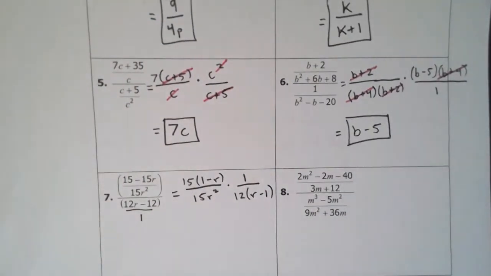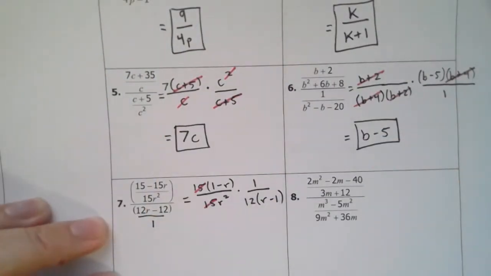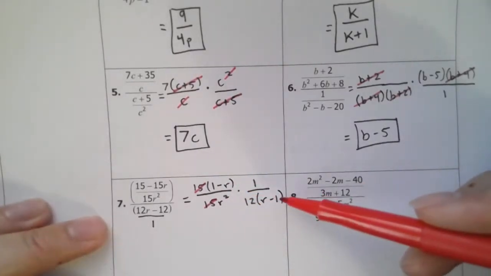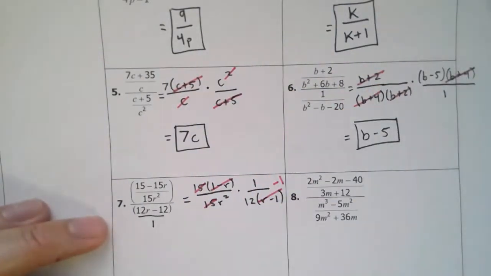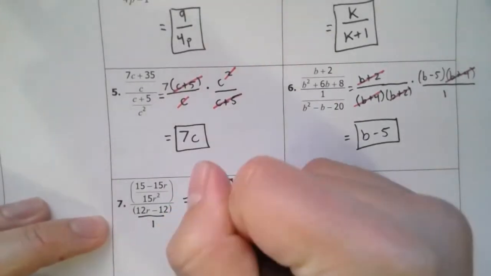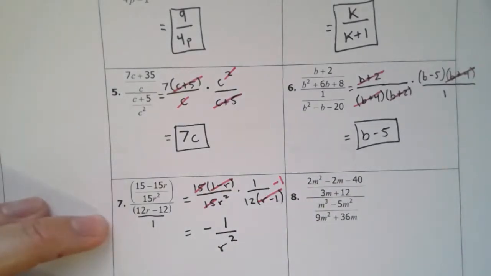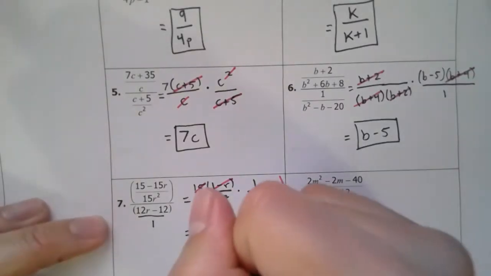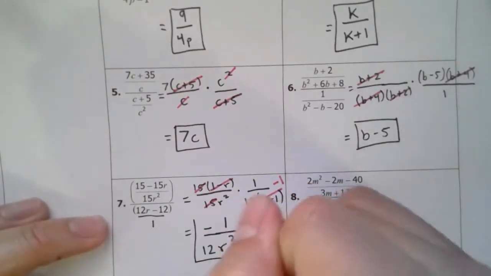Okay, the 15s here will cancel. R squared in the denominator, I guess we leave that, but 1 minus r and r minus 1, recall that these are going to cancel and become negative 1. That's all I have. So I'm going to get left with negative 1 over r squared. Oh, 12. Forgot about the 12, right? This 12 never went away, so the 12 is included. That's it.